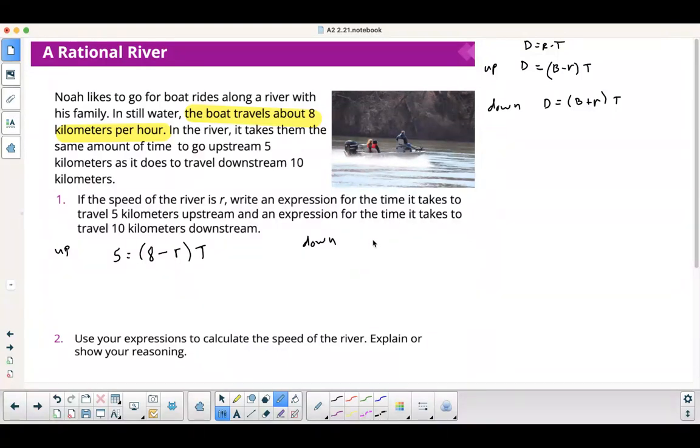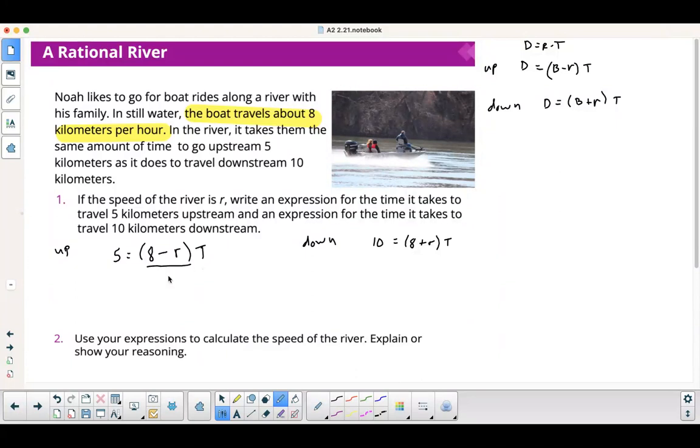Downstream, your distance is 10 kilometers. It's going to be the boat plus the river times time. Okay, so there's my 2 expressions. Now, I can move these around. What would be nice is if I solve them each for t.